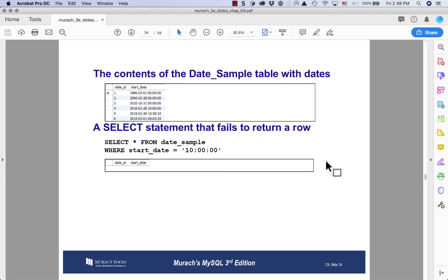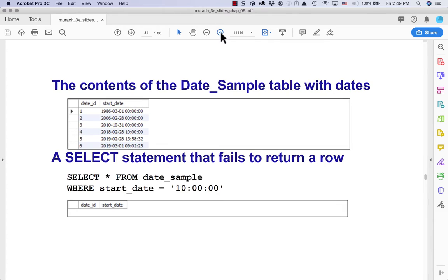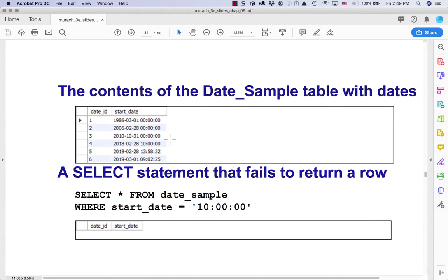Okay. So you won't be too surprised to find out we've got the same problem with times. So we're looking to match 10 o'clock. That would be 10 a.m. because this is 24-hour time. And again, I'll make this a little bit bigger so I don't get confused on this one. We've only got one row that's at 10 a.m. Again, that's row number 4. Okay. So we were hoping to get row number 4, but we didn't.